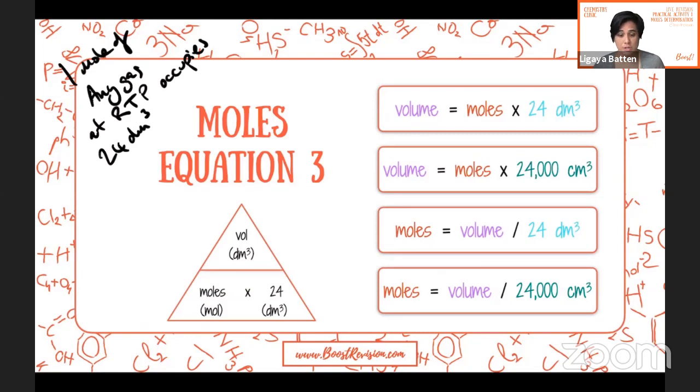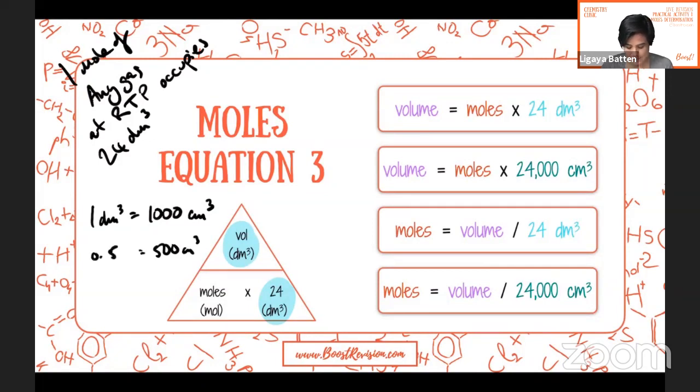So that means you can use this triangle: volume of gas equals moles times 24, or moles equals the volume divided by 24. Again, it's important to remember that the 24 is in decimeters cubed, and so is the volume. Often you'll be given volumes in centimeters cubed, and you'll be expected to convert that to decimeters cubed. Hopefully you're already familiar with that, but just in case you're not, 1 decimeter cubed equals 1000 centimeters cubed. So for example, if you had 500 centimeters cubed, that would be 0.5 decimeters cubed, and so on.